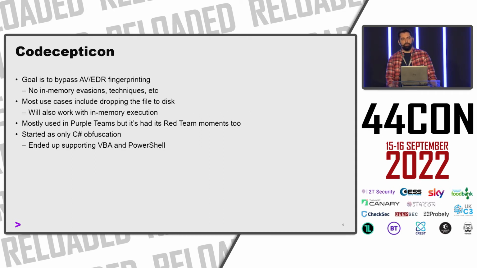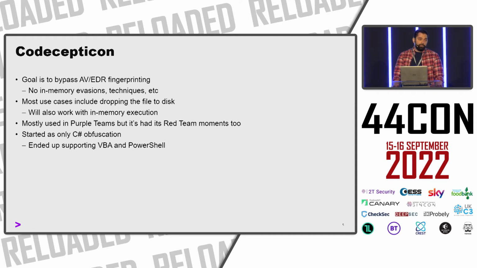Codecepticon's goal is to bypass AV and EDR fingerprinting. It doesn't do any in-memory techniques or anything challenging, like hooking and unhooking processes to bypass in-memory detection. In most cases where I've used it, it includes dropping the file to disk. Let's say you find an open directory that allows execution and you can't run an implant, just drop it there and just run it like 2015.